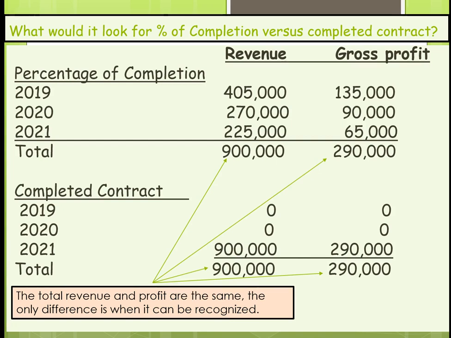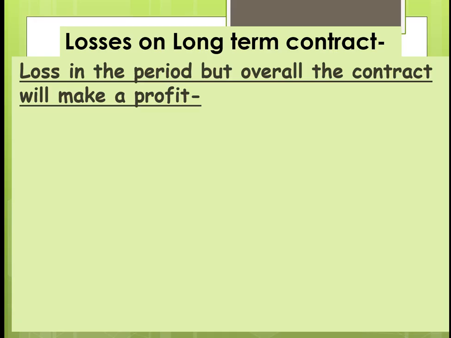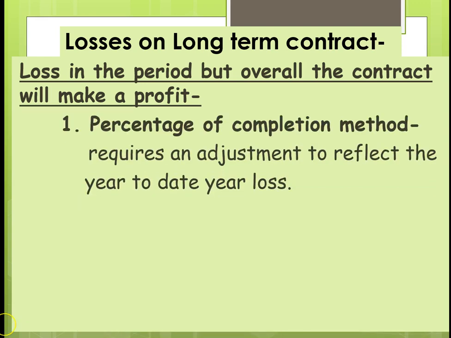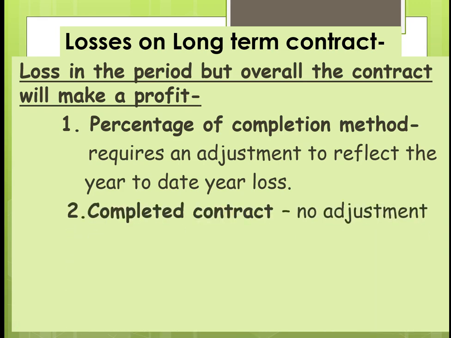Now, what if there is a total overall loss on a contract? Percentage of completion requires an adjustment to reflect the year-to-date loss. Completed contract, no adjustment. Now, this assumes that we have a contract that there will be an overall profit. Even though there's a loss in the period, overall, it's going to make a profit.